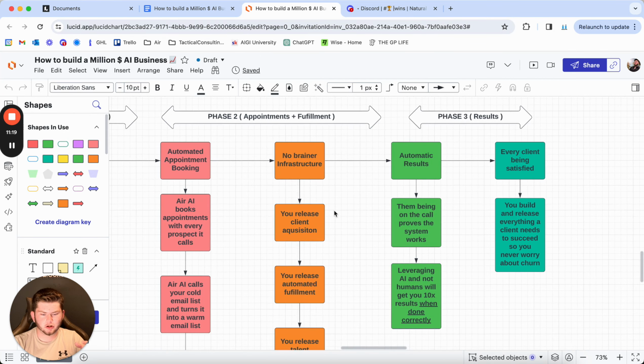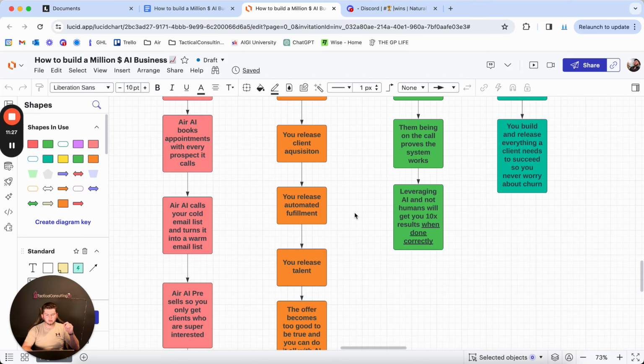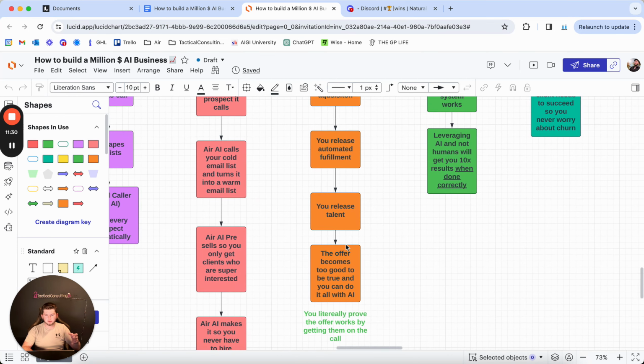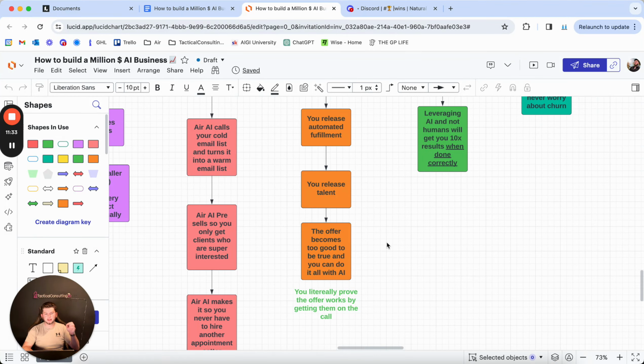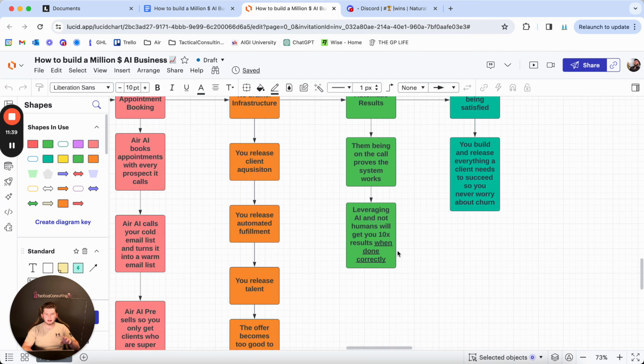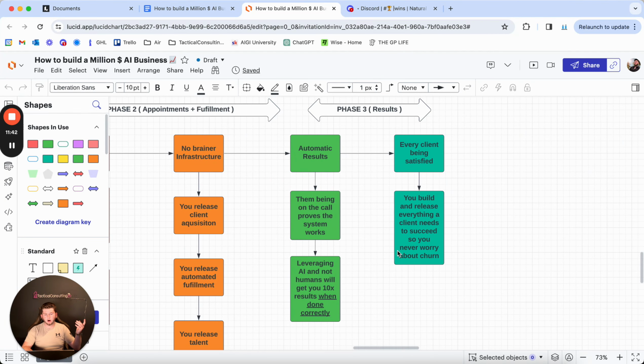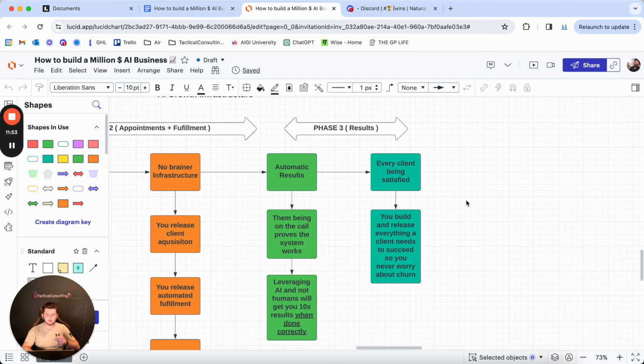You can build a no-brainer infrastructure. You release the client acquisition system with Air AI, other AI tools, and non-AI tools, talent placement. And you essentially release it with automated fulfillment. You release all the talent, and the offer becomes so good that you can literally do it all with AI, and we're going to prove exactly how. And then it results in automatic results. Them being on the call proves the system works. Leveraging AI and not humans will get you 10 times the output if done correctly. And every client being satisfied means you will build and release everything a client needs to succeed, and you never have to worry about churn in the long term.